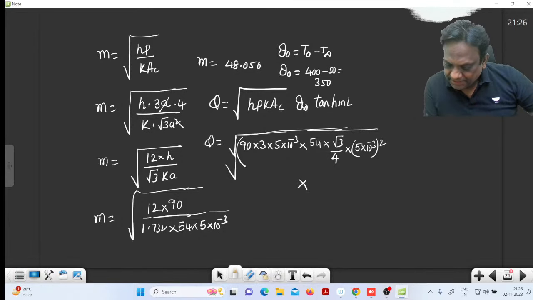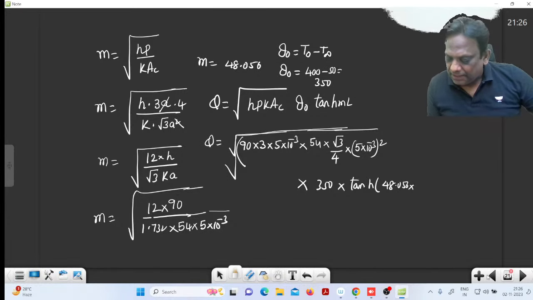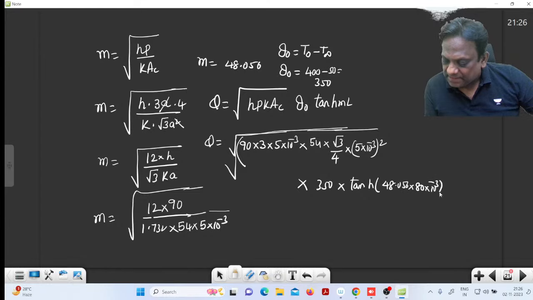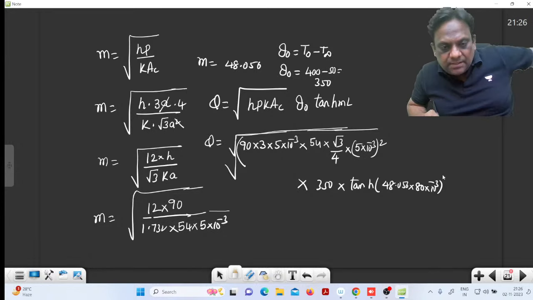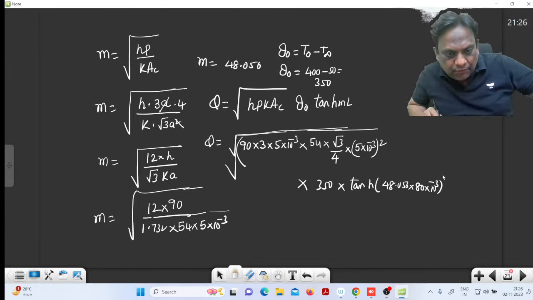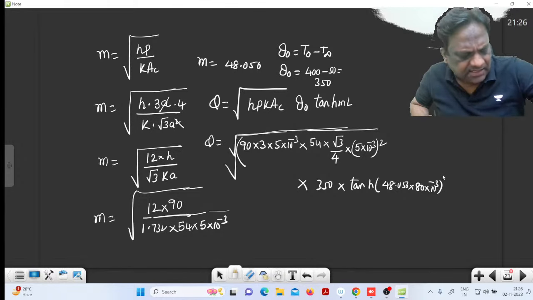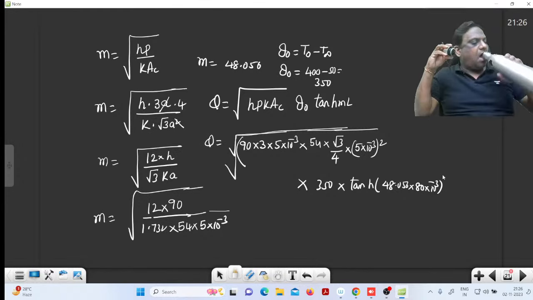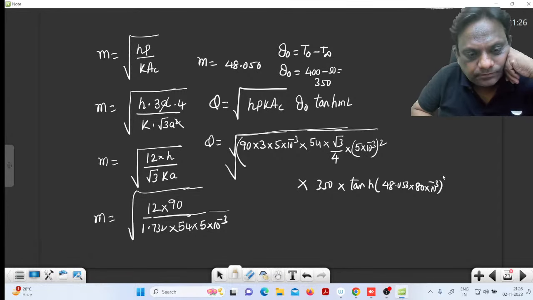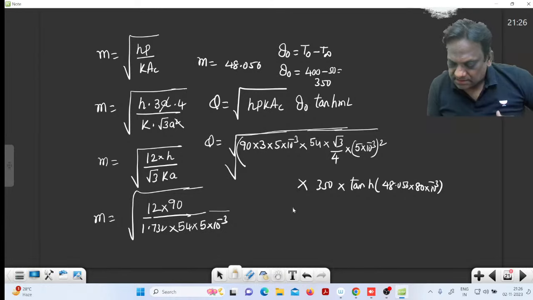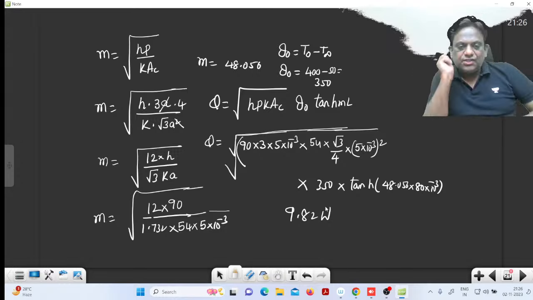Excellent sir. Into theta naught is 350 into tan hyperbolic m is 48.056 and the length already you know, it should be in meter, 80 mm. 80 mm का मतलब 80 into 10 power minus 3. Can anyone give me this value, sirs? I want everyone to give. सब लोग आंसर देना चाहिए सर. I am getting the answer as 9.82 watt. किसी को आया सर?